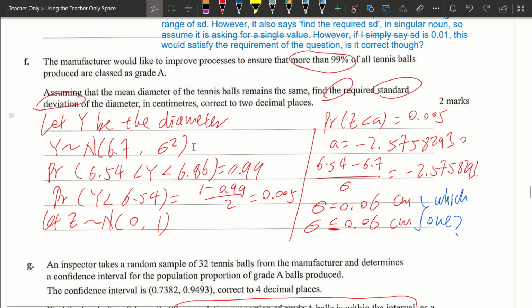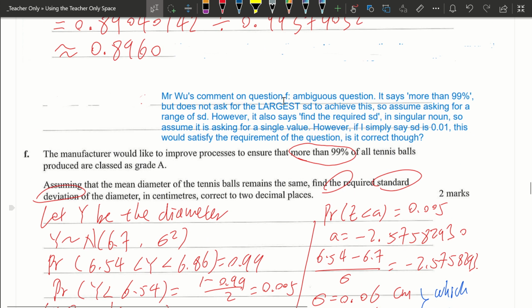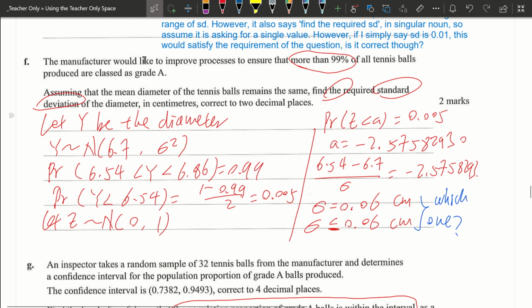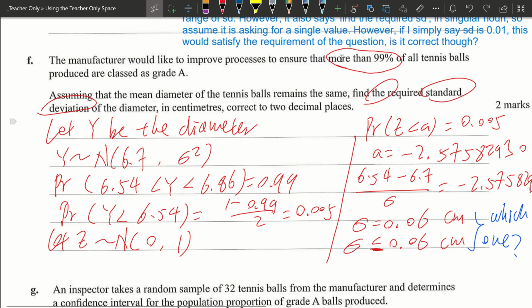This question. I will read my blue comment in a moment. So the manufacturer needs to improve the process to ensure that more than 99% of all tennis balls produced are classed as grade A. Assume that the mean remains the same. The mean is the same. Find the required standard deviation of the diameter correct to 2 decimal places.